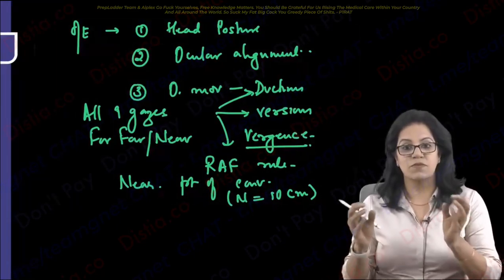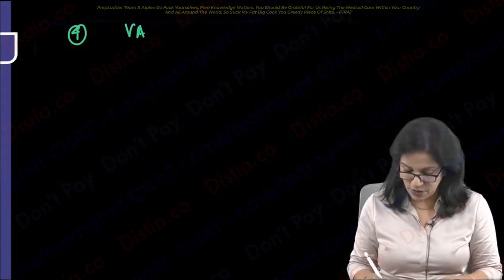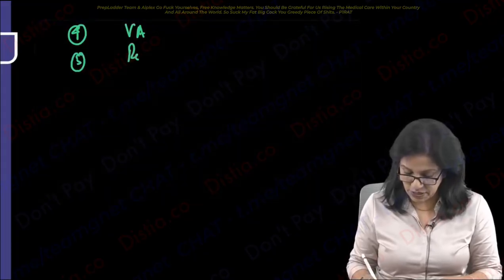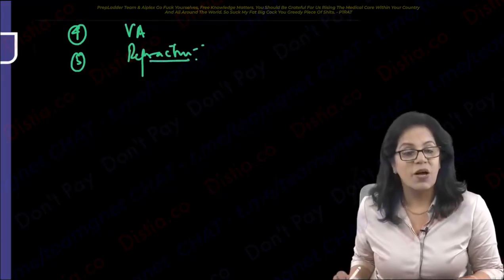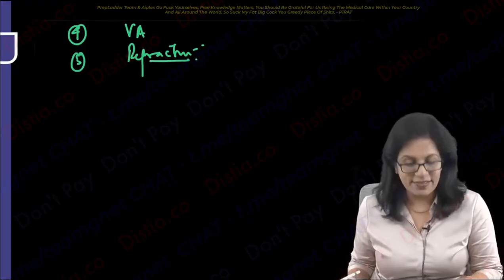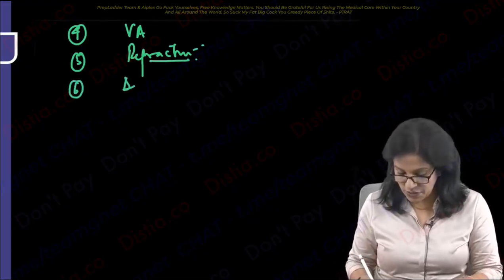Anything else? Of course, for visual acuity, what is the vision in the patient? We will have to do the refraction to see whether we can correct this vision to 6/6, or we cannot. Very, very important, right?